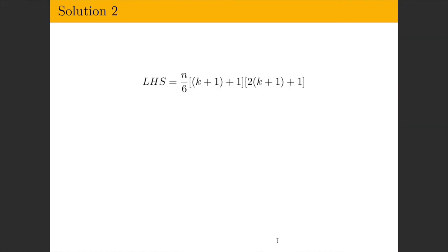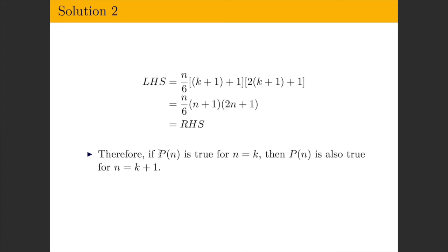And actually that's what I've done just on this slide here, I've just rewritten what we have, and then in fact I can replace all the k plus 1s with n, and you'll notice that that is in fact equal to the right-hand side of this equation. So again, what we've done here is we've inserted our assumption, and then we've shown that the left-hand side is indeed equal to the right-hand side of this equation. And because we've shown that if Pn is true for n equals k, then Pn is true for n equals k plus 1.